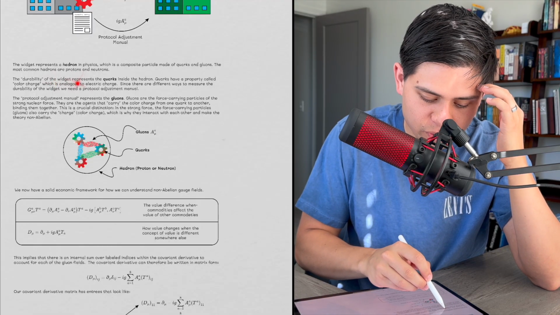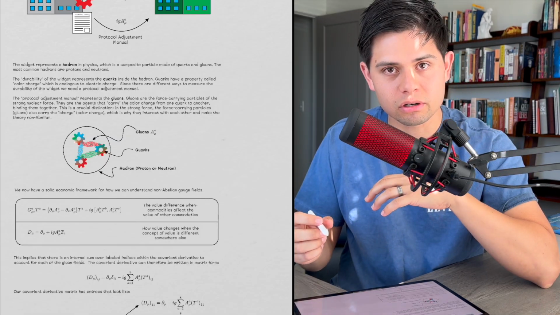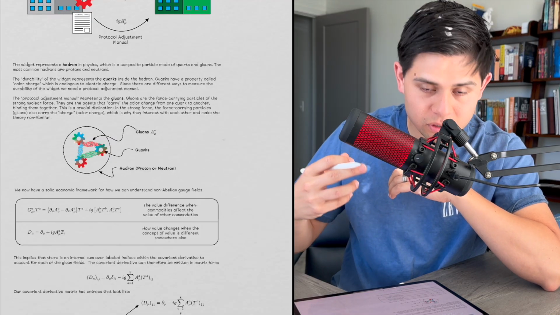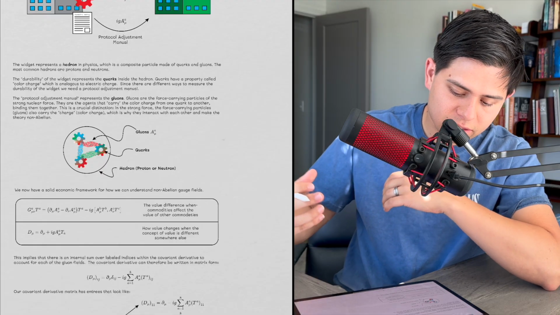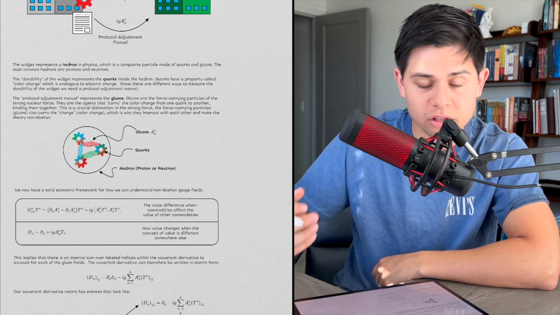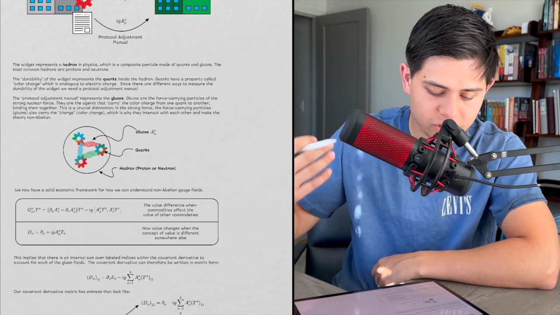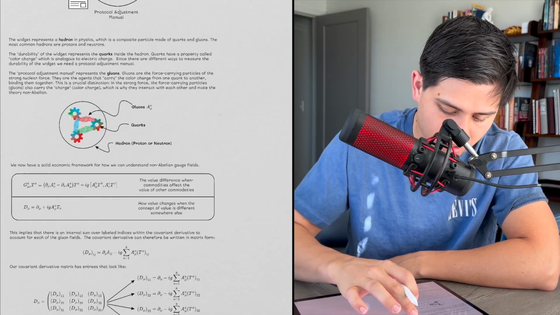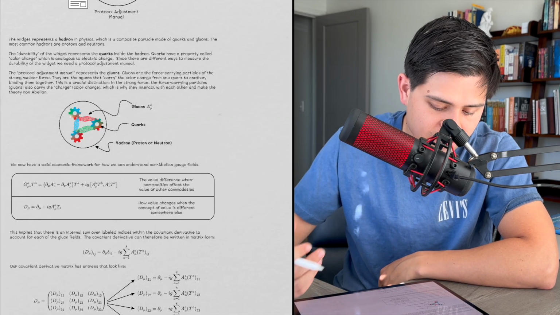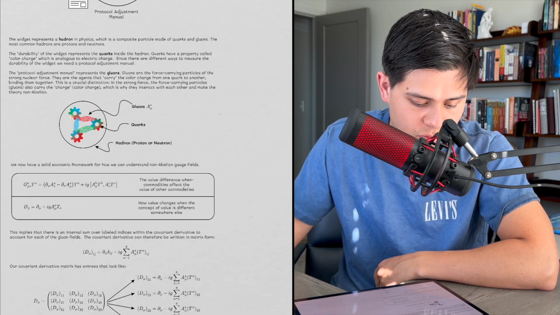The durability of the widget represents the quarks, okay, inside the hadron. Quarks have the property called color charge, which is analogous to electric charge. And since there are different ways to measure the durability of the widget, we need a protocol adjustment manual. Okay? The protocol adjustment manual is going to be represented by the gluons. The gluons are the force-carrying particles of the strong nuclear force. They are the agents that carry the color charge from one quark to another, binding them together.